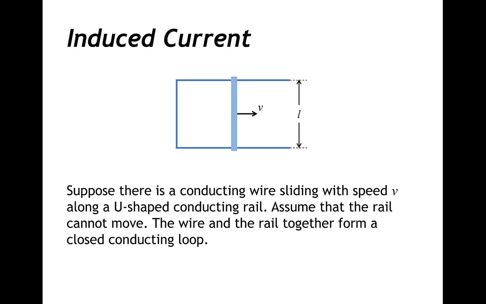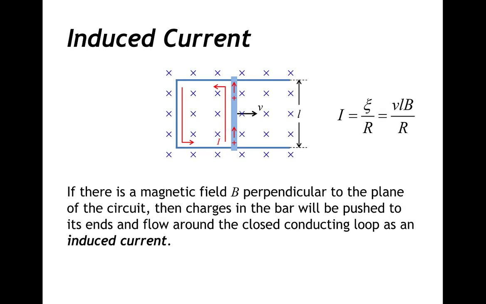Suppose there is a conducting wire sliding with speed v along a U-shaped conducting rail. Assume that the rail cannot move, and that the wire and the rail together form a closed conducting loop. If there is a magnetic field B perpendicular to the plane of the circuit, then charges in the bar will be pushed to its ends and flow around the closed conducting loop as an induced current.